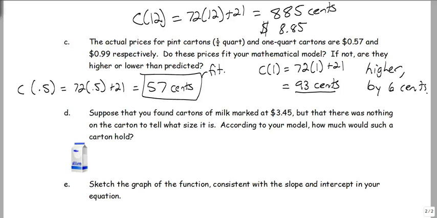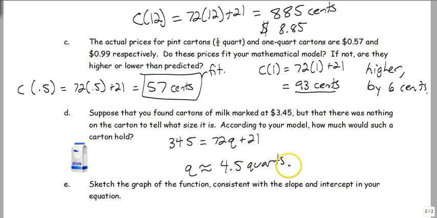So it says for part D, suppose that you found cartons of milk marked at $3.45, but that there was nothing on the carton to tell you what size it is. According to your model, how much should such a carton hold? So now I'm going to plug in 345. Again, make sure you're plugging in 345 because this is cents into my model. And when you solve this, I'll let you guys do that little math there. You should get it's about 4.5 quarts. So a little over a gallon.